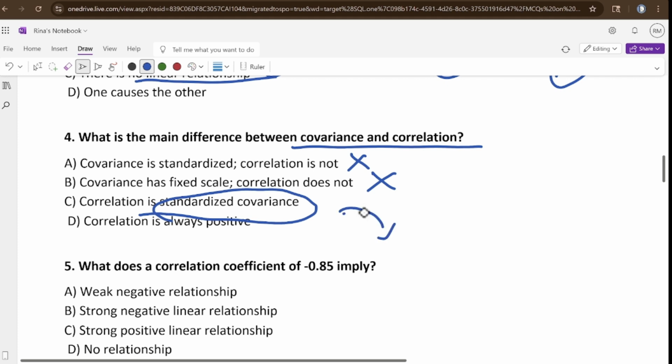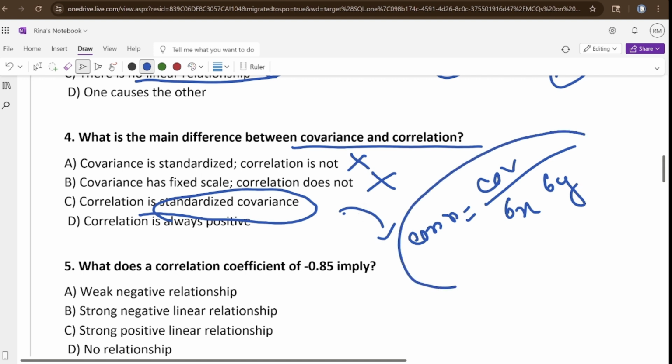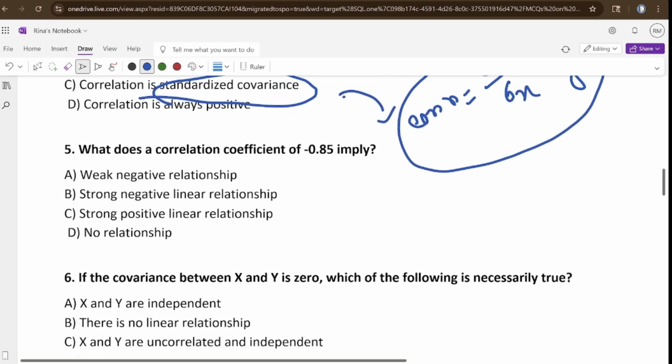So what is the formula for correlation? The correlation formula is covariance divided by the standard deviation of one variable times the standard deviation of the other variable. So we can say standardized covariance is correlation. This is the formula. Now what does a correlation coefficient of -0.85 mean? Just now we have discussed. You can see minus means negative, and 0.85 is large. So we can say this is strongly negative.